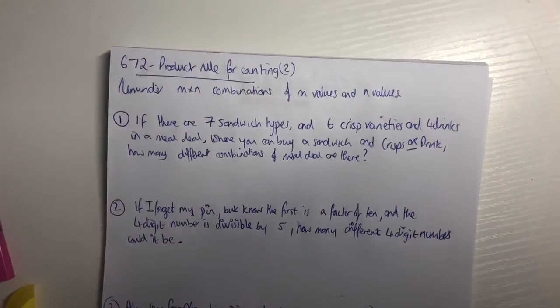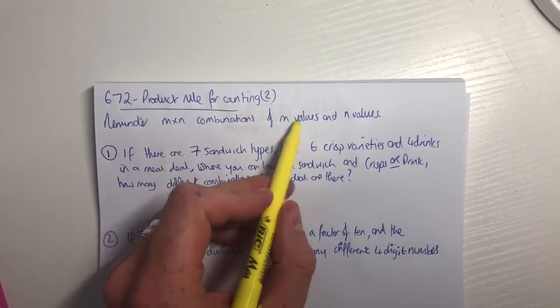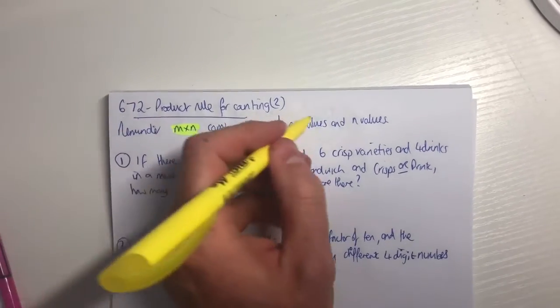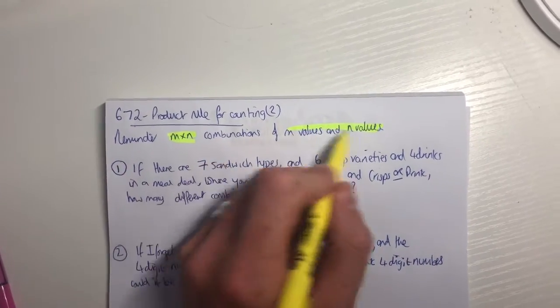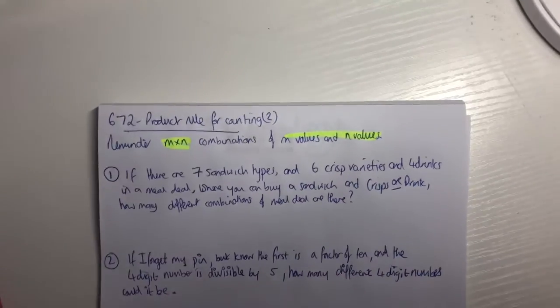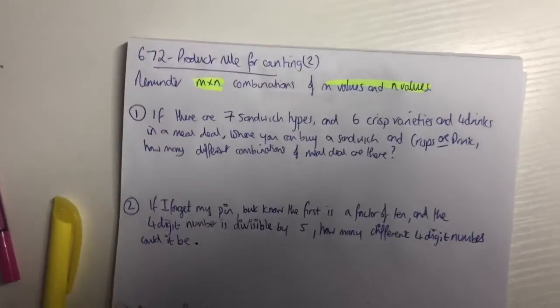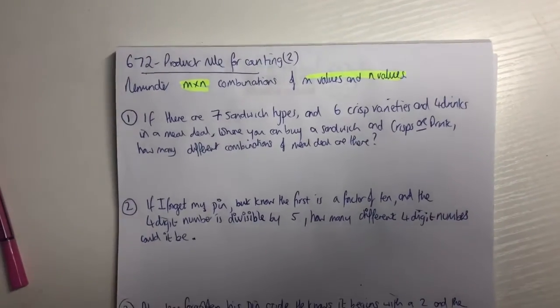So just a reminder that to get the number of combinations of m and n values, you would do m times n. So let's say you've got 4 of one thing and 3 of another. That means it's 4 times 3, which is 12 different ways. Now these questions are slightly more difficult because they've got an extra level in them. You've got to be really careful reading the question.